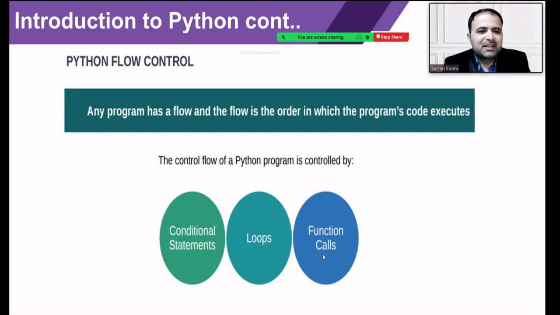Now I want to discuss Python flow control. Any program has a flow, and the flow is the order in which the program's code executes. The control flow of a Python program is controlled by conditional statements, loops, and function calls.